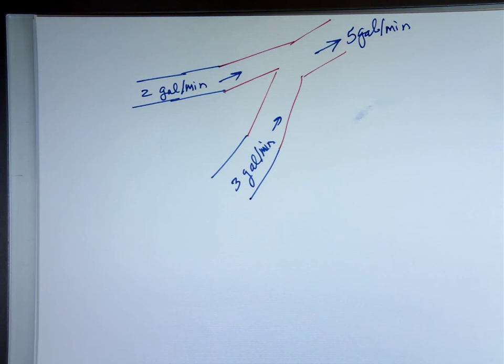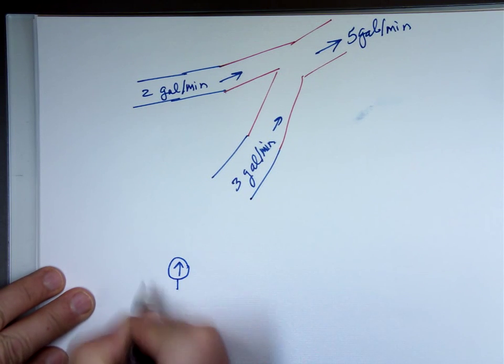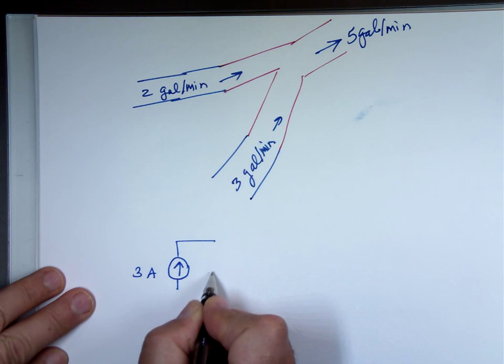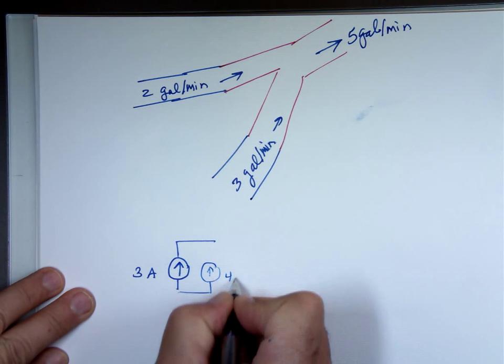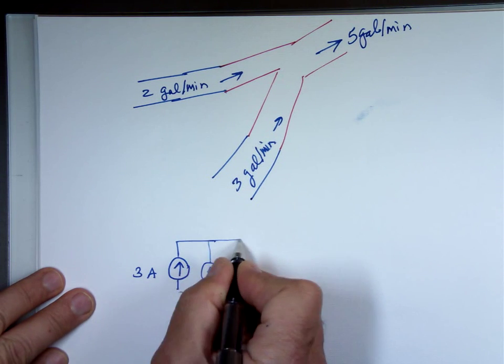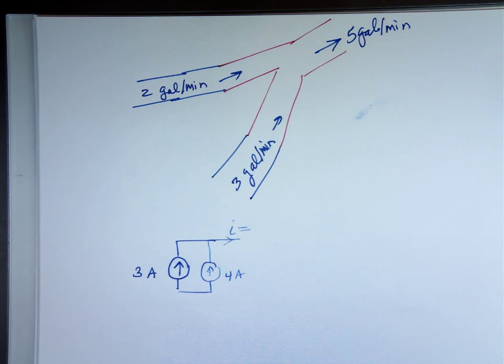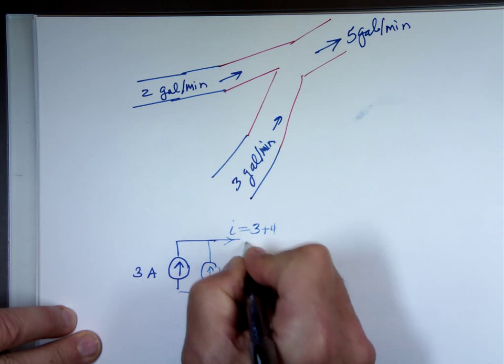Since current is like water, if I have a current source going like this, pushing 3 amps, I have another one joining it, a 4 amps pushing that way, and I said to you, now what is this current coming out of this end? That should be 3 plus 4, which is what? 7 amps.